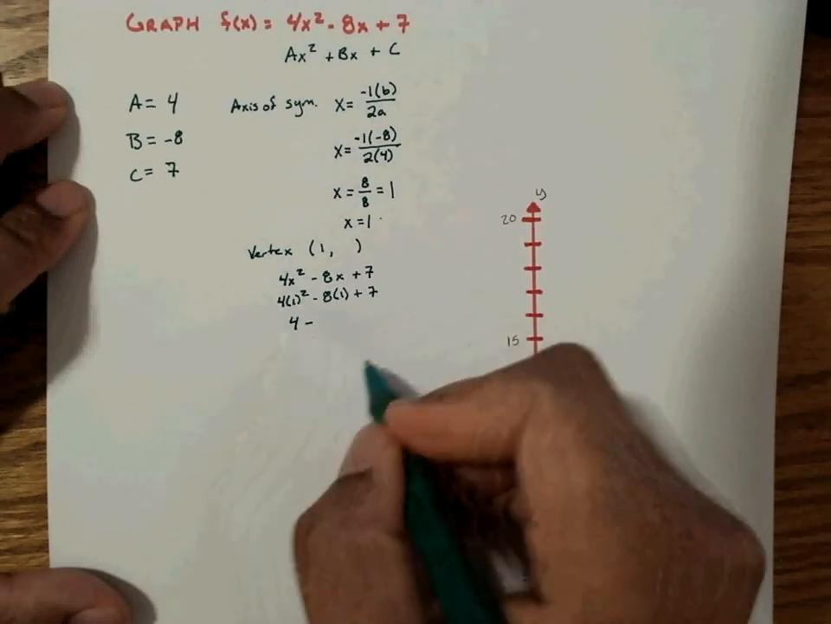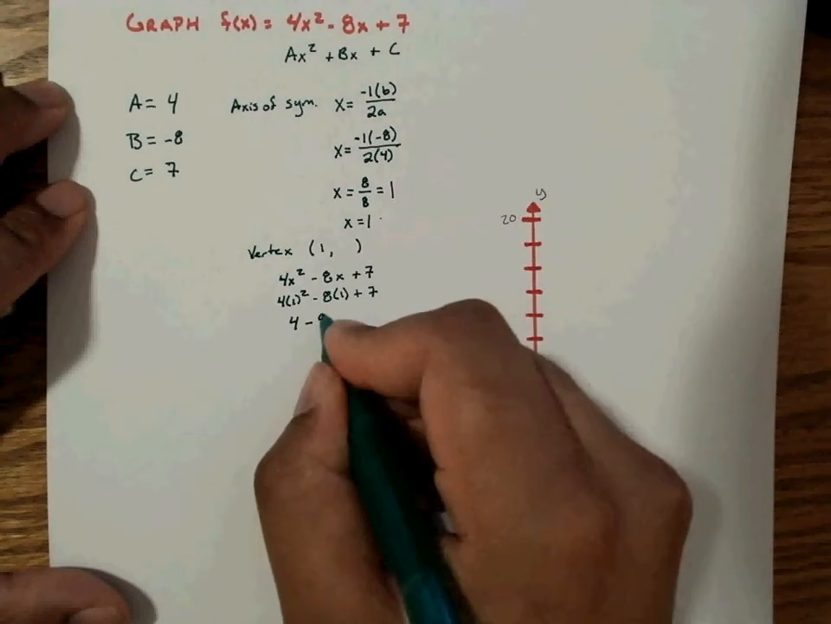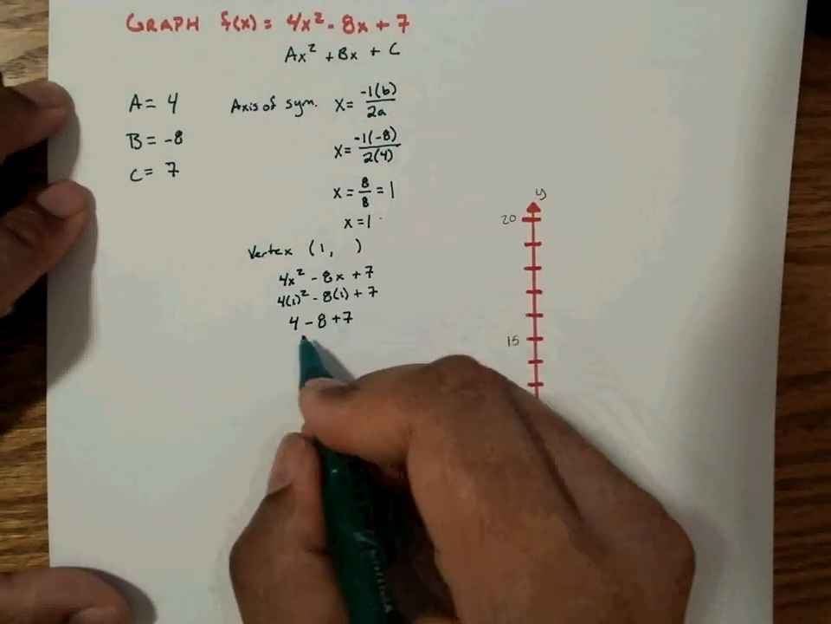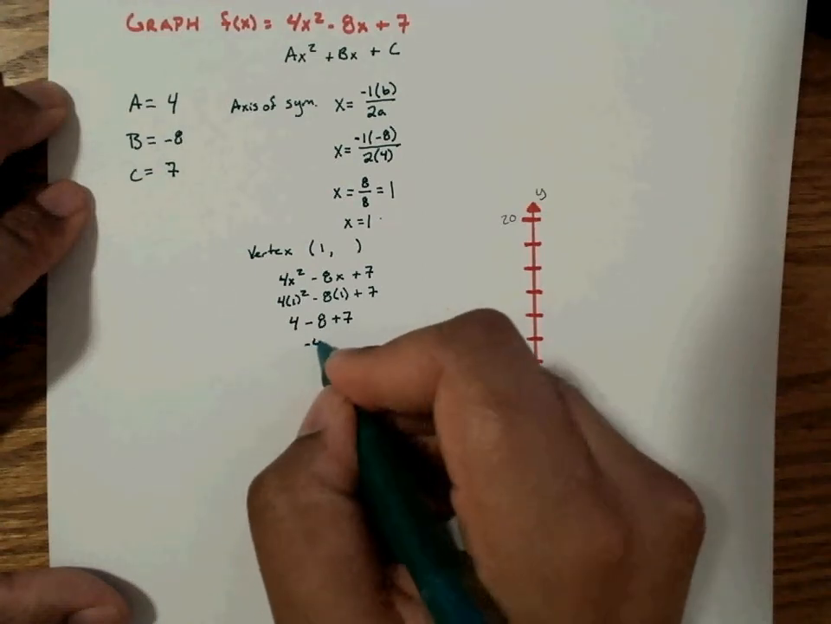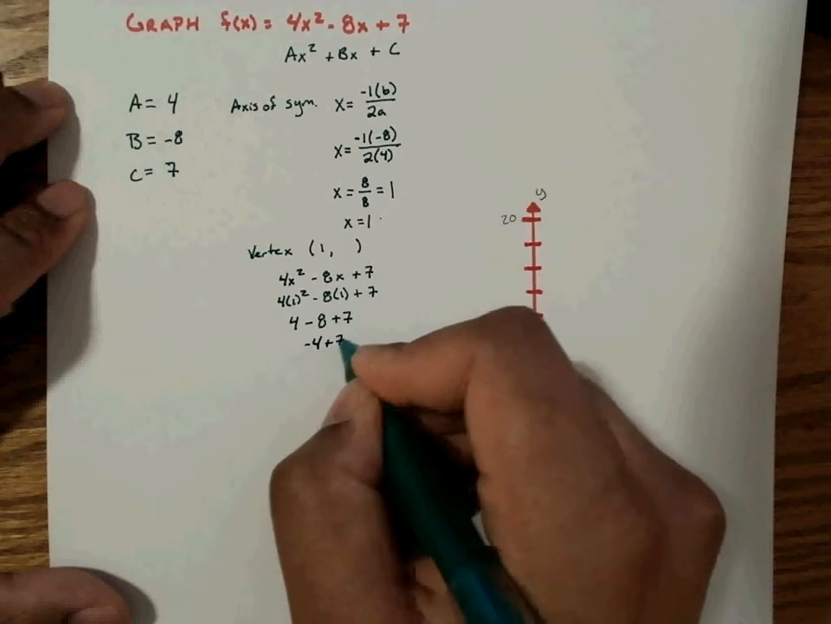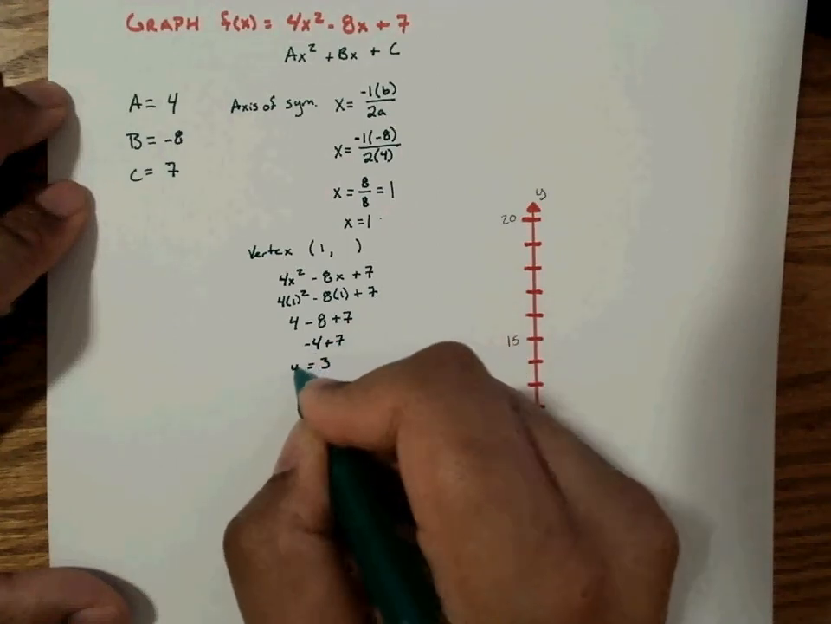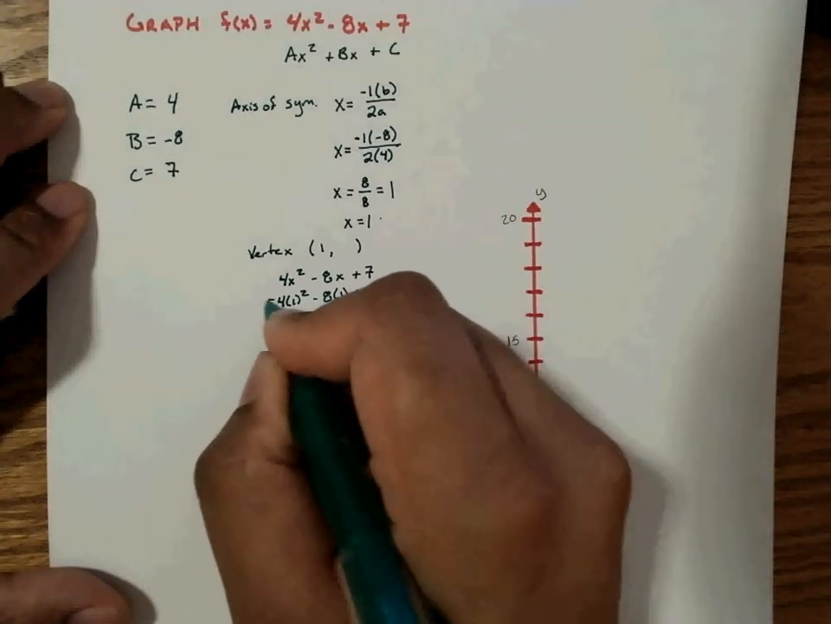Again, I did the exponent first. And then we have negative 8 times 1 is negative 8. Then we have plus 7. So 4 minus 8 is negative 4. And then negative 4 plus 7 is 3. So we know our y value is 3.